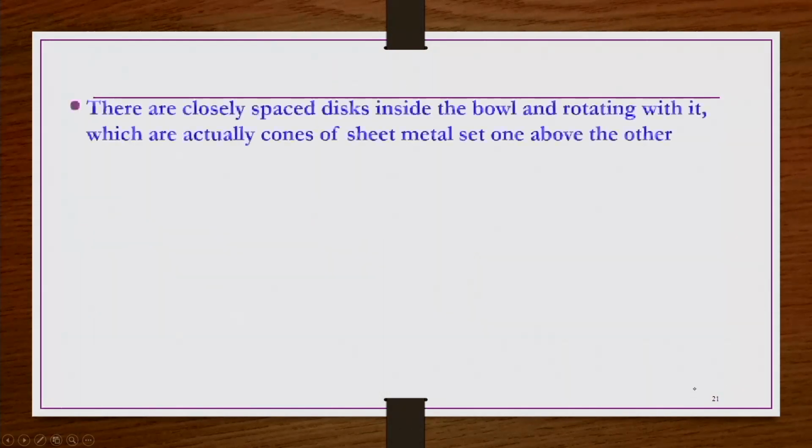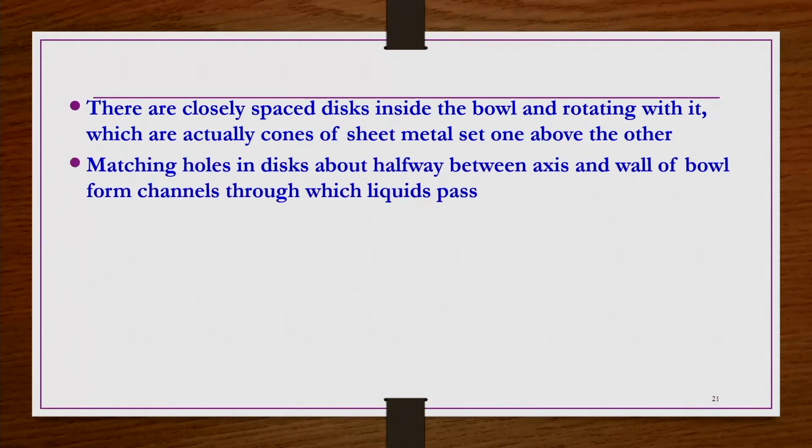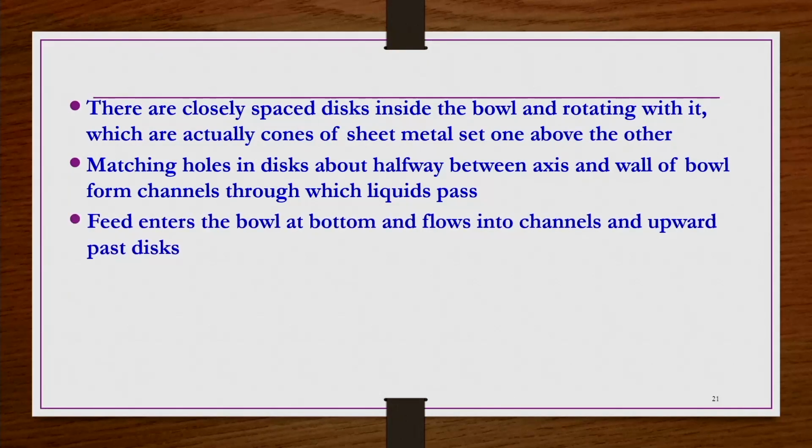Here there are closely spaced discs inside the ball, rotating with it, which are actually cones of sheet metal set one above the other. There are a number of conical metal sheets, used as discs, spaced very close to each other, and this set is inside the ball. Matching holes in the discs, about halfway between the axis and the wall of the ball, form channels through which the liquid passes from the space between two discs to the next space between subsequent discs.